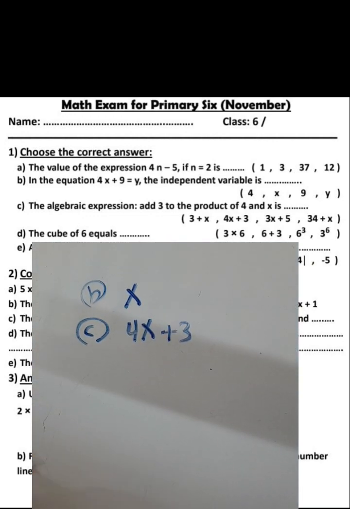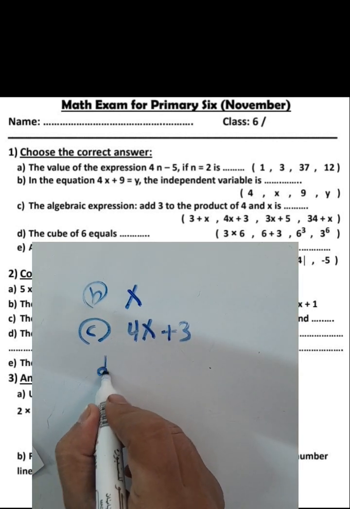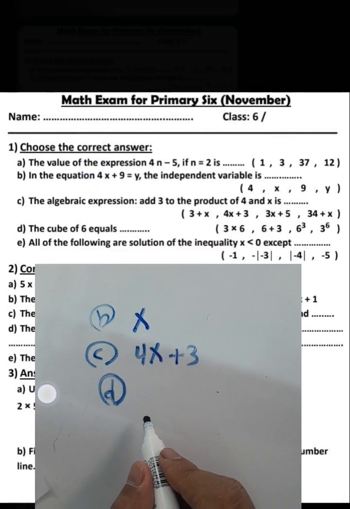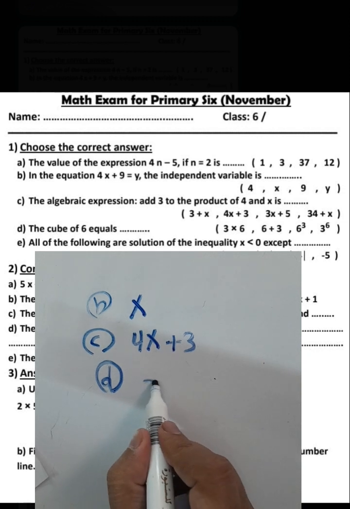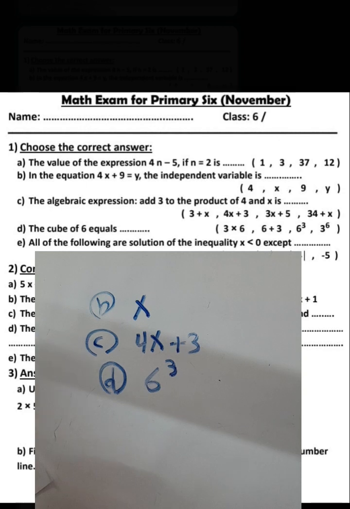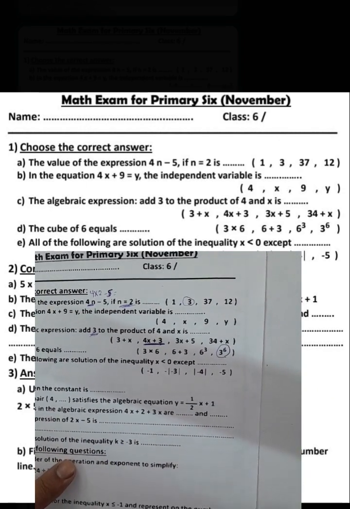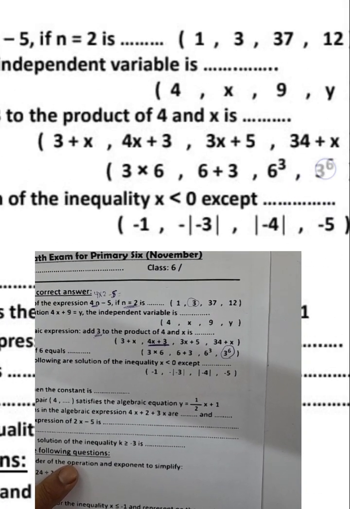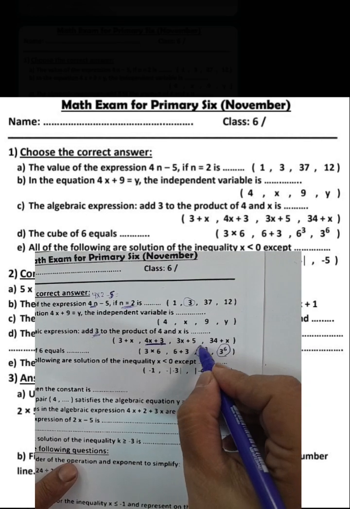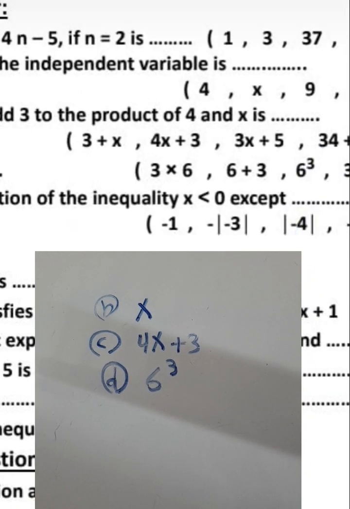Question letter D. The cube of 6 will be equal to what? 6 power 3. Cube of 6 is 6 power 3. Choose 6 power 3 here.